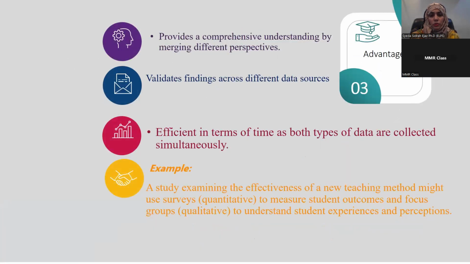Then there are some advantages to adopting this design. It provides a comprehensive understanding by merging different perspectives. It validates findings across different data sources, and it is efficient in terms of time as both types of data are collected simultaneously. We'll see an example. A study examining the effectiveness of a new teaching method might use a survey, quantitative data, to measure student outcomes, and focus groups, qualitative data, to understand students' experiences and perceptions.